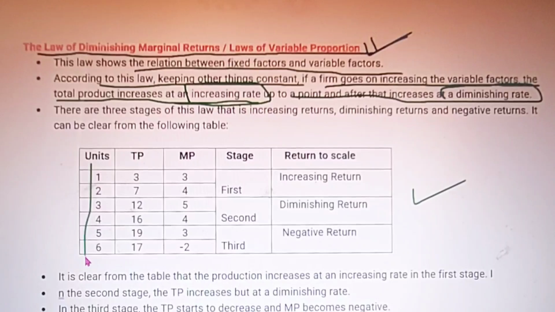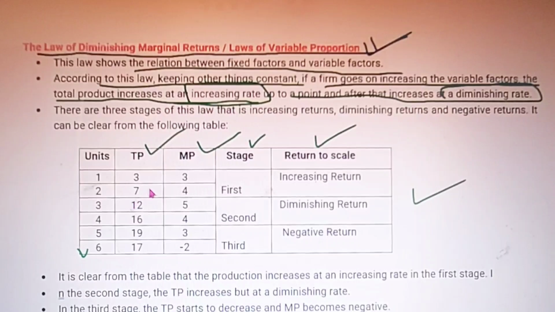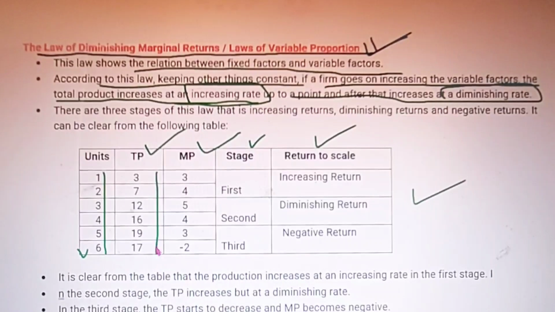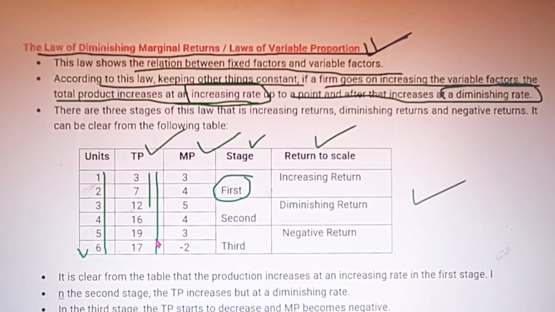Now these are the units of inputs we use. This is TP and MP, and these are all stages, and these are all returns to scale. As you can see here, as we go on increasing the number of inputs, the total product also increases. It increases at an increasing rate in the first stage, and when the second stage comes, that is from 3 to 4. For units 1 and 2, it increases with an increasing rate. In 3 and 4, it increases with a constant rate, and then again it becomes negative or diminishing.